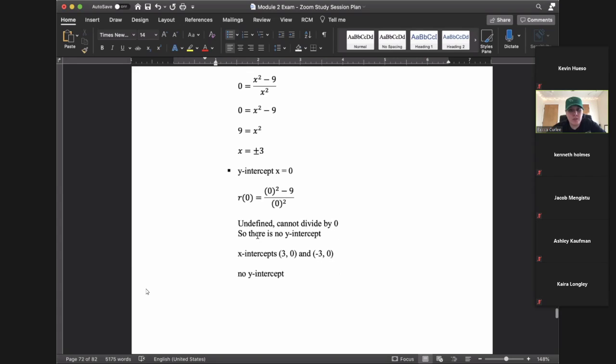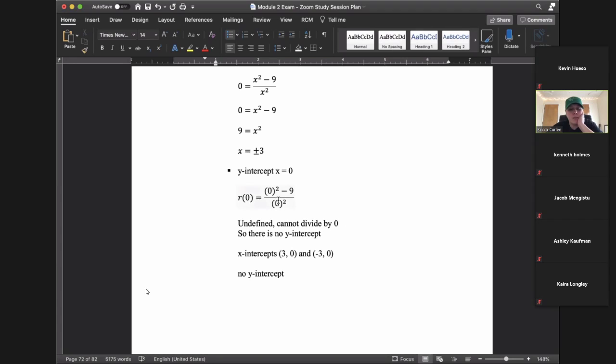The y-intercept: we're going to set x equal to 0. So we take r of 0. We're just going to plug in 0 everywhere we see an x. So then it's undefined, because we can't divide by 0. So there is no y-intercept.